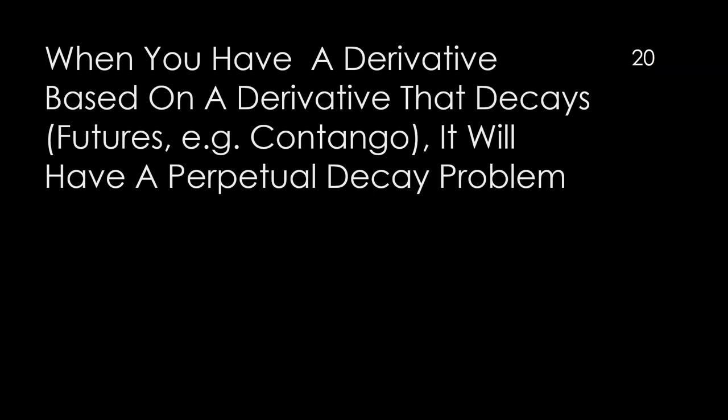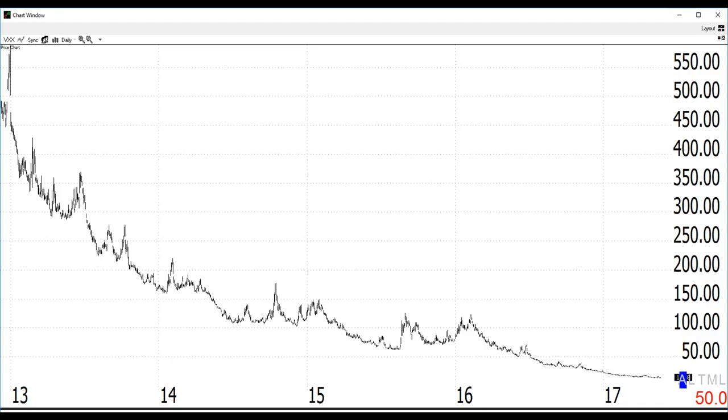And when you have a derivative based on a derivative that decays, such as futures, in other words, contango, it will have a perpetual decay problem. So every day the calculation changes. And then that creates this longer term decay.